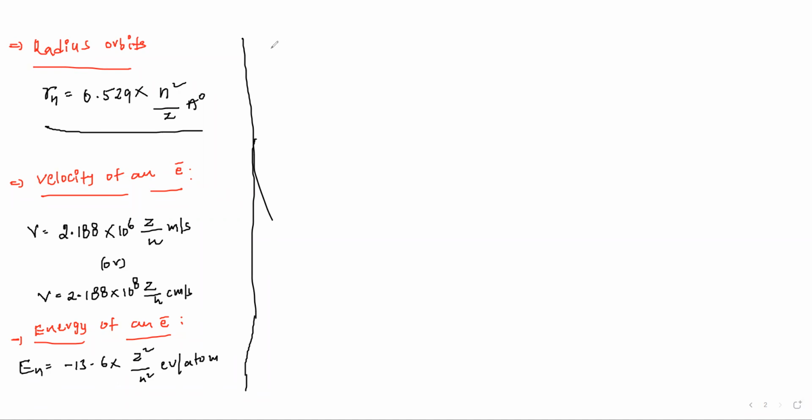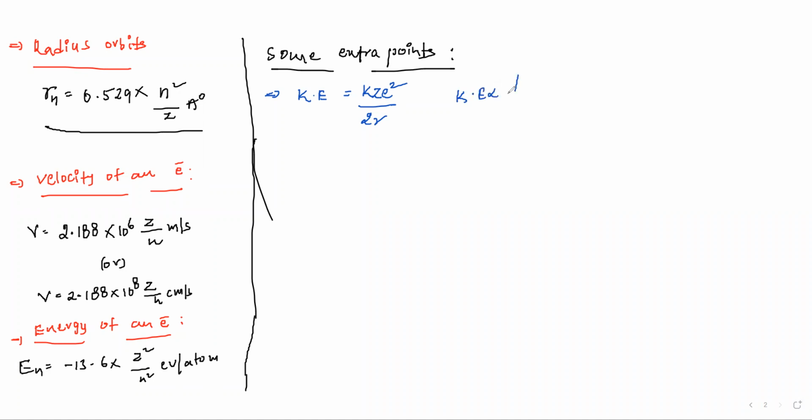And some extra points. In that, the first one, kinetic energy. Kinetic energy is equal to k Ze square by 2r. That means here kinetic energy is inversely proportional to its radius.